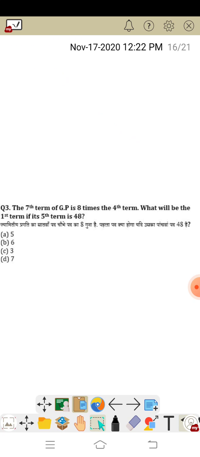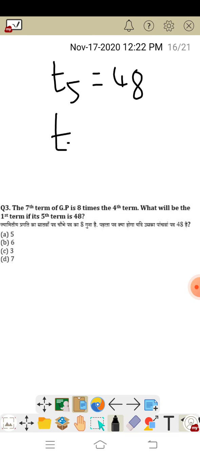See, the 7th term in a geometric progression is 8 times the 4th term. Then what will be the first term, if its 5th term is 48? He has given that the 5th term is 48, and again the 7th term, T7, is 8 times the 4th term.